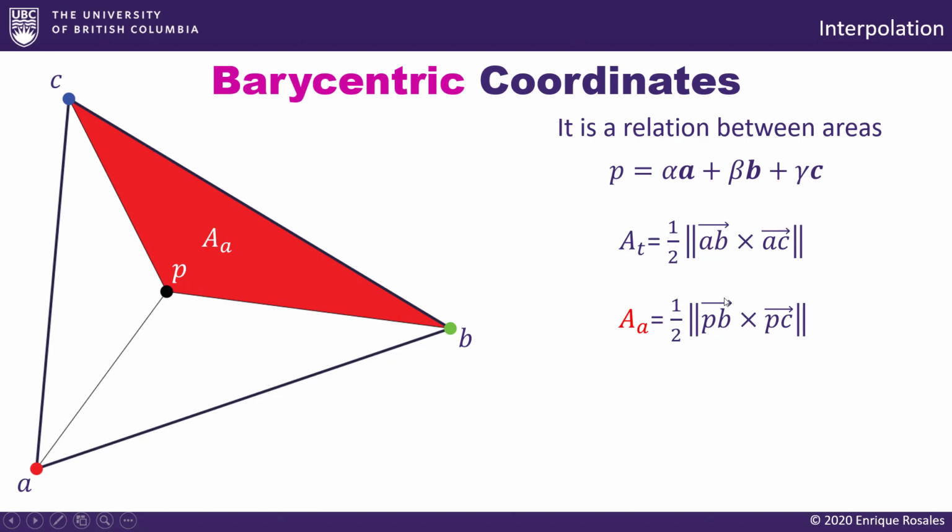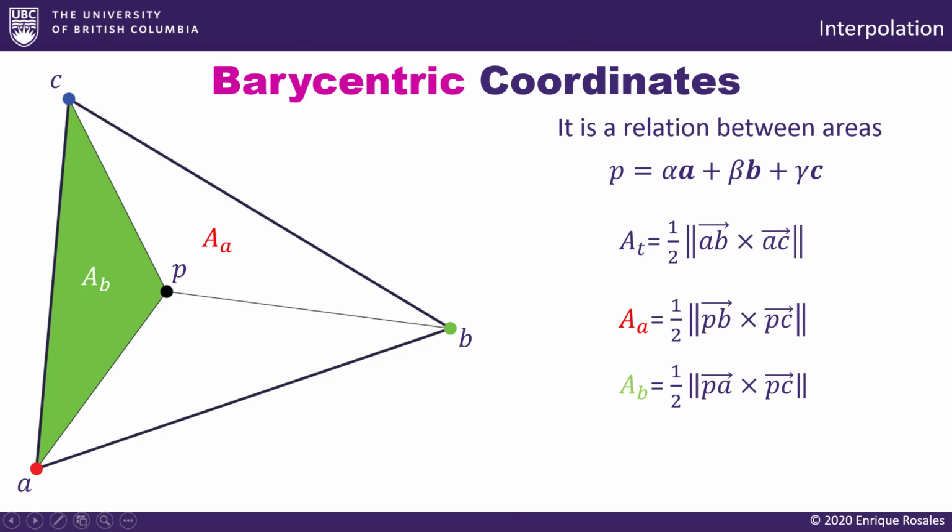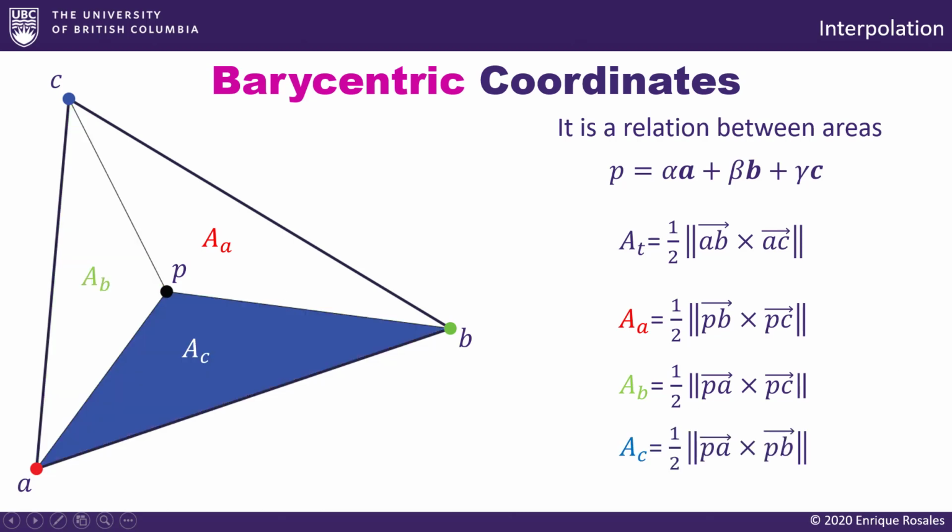It's just half of the magnitude of the cross product between PB, which is this vector, and PC, which is this vector, right? So this is AA. I think you get the idea. Now we have to compute AB, which is the opposite area from the point B, and again half of the magnitude of PA and PC in this case. And then we compute the third area, which is AC, the one that corresponds to the point C, and that is opposite to the point C, right? Exactly the same formulas. We just change which vectors we are using, right?